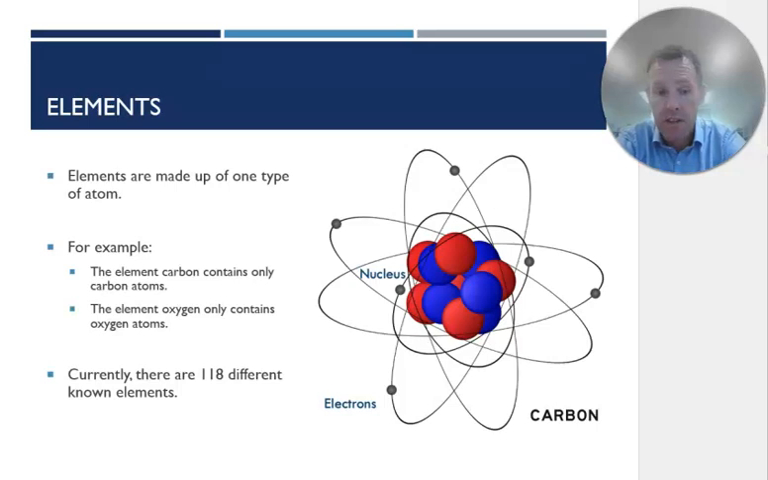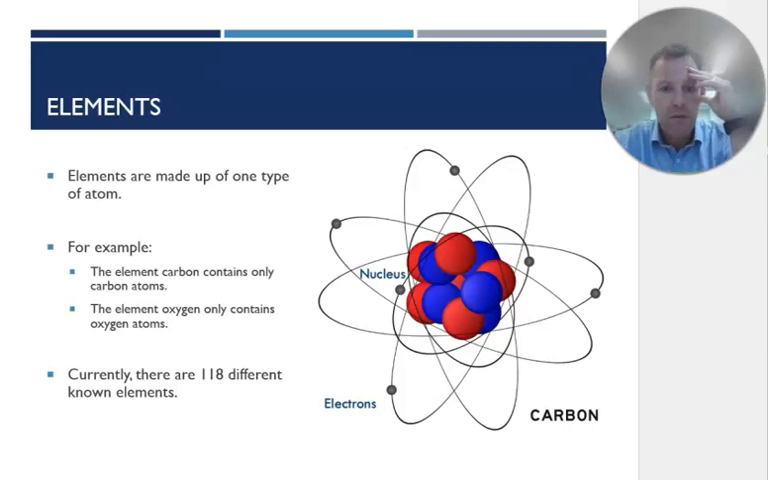So, for example, if we're looking at carbon, carbon's only made of carbon atoms and they all have 6 protons in their nucleus. If we're looking at oxygen, that's all made up of oxygen atoms. They all have 8 protons. So effectively, an element is made up of one type. And what we know of in the universe is there are 118 known elements.